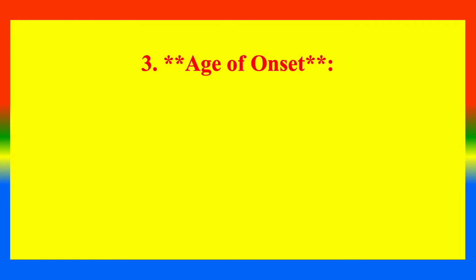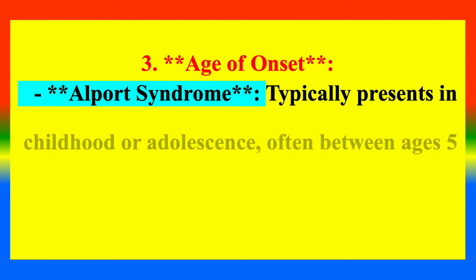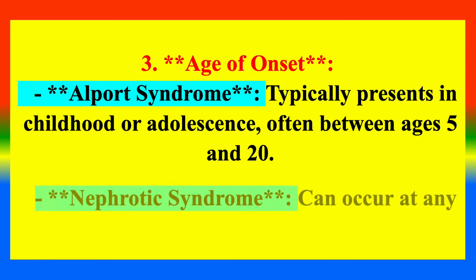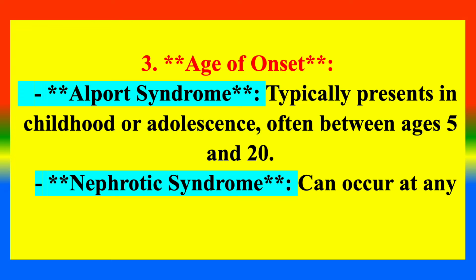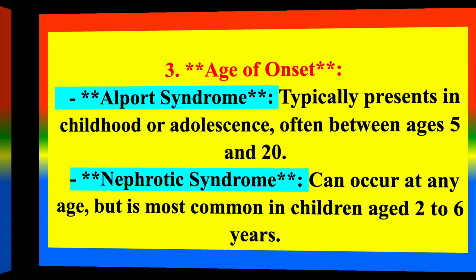3. Age of onset. Alport syndrome typically presents in childhood or adolescence, often between age 5 and 20. Nephrotic syndrome can occur at any age but is most common in children aged 2 to 6 years.